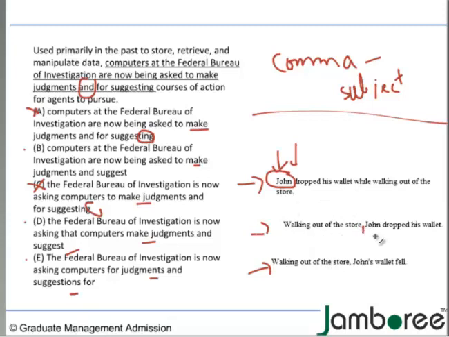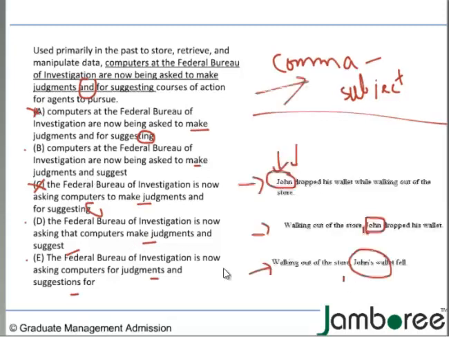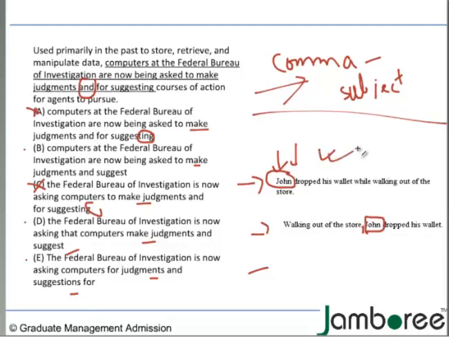So we don't have the subject yet. We don't know who the sentence is going to talk about. So in that case, immediately after the comma, we must have the subject. Not 2 words after the comma, not 3 words after the comma, but immediately after the comma, right? This is what we call the comma subject rule. Now look at this third sentence. Walking out of the store, John's wallet fell, right? So who was John's wallet walking out of the store? John's wallet was not walking out of the store. It was John who was walking out of the store, right? So of these 3 sentences, your third sentence is wrong. The first 2 are correct. This being the most preferred format on the GMAT, in case this is not available, you should have this.